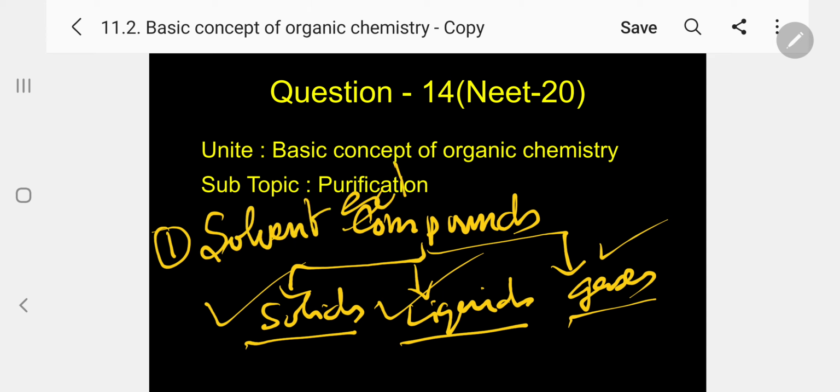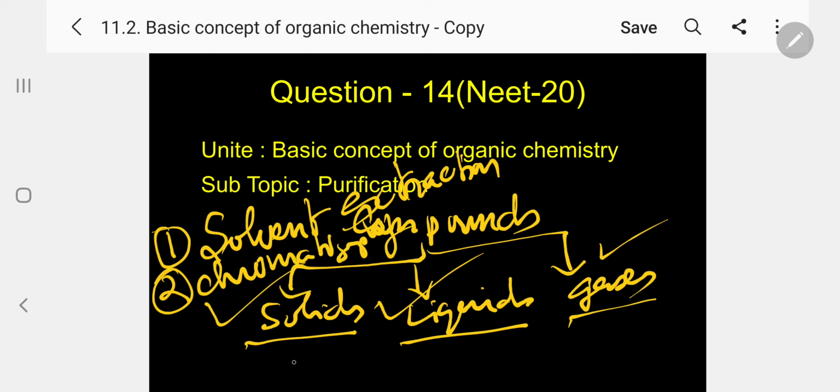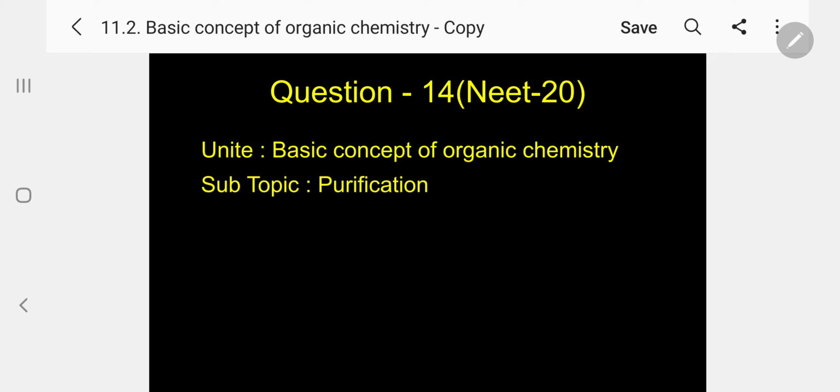Solvent extraction, one method using a separating funnel, and the second is chromatography techniques. Please follow. Chromatography techniques can be applicable both for solids and liquids. Under chromatography only this question is asked. So let me explain the basic principle involved.